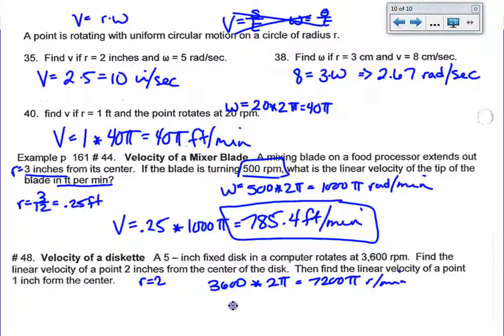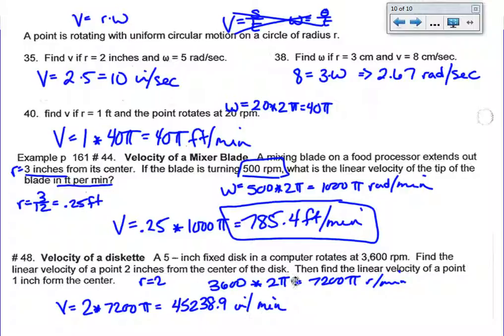Oops, that doesn't look like anything. So first we're going to find the velocity when it's 2 inches from the center. So velocity, 2 times 7,200 pi. And I think a decimal would be more appropriate here. Oh my goodness. Okay, so it is 45238.9 inches per minute. Now if you wanted to convert that to inches per second, you would just divide it by 60.